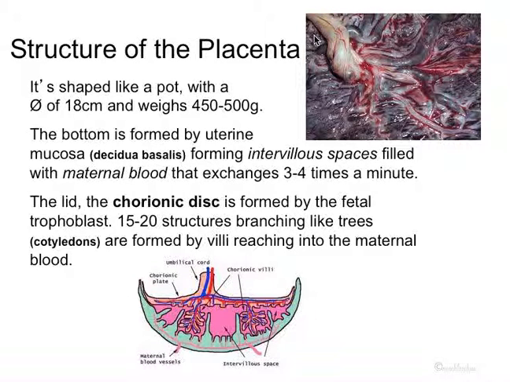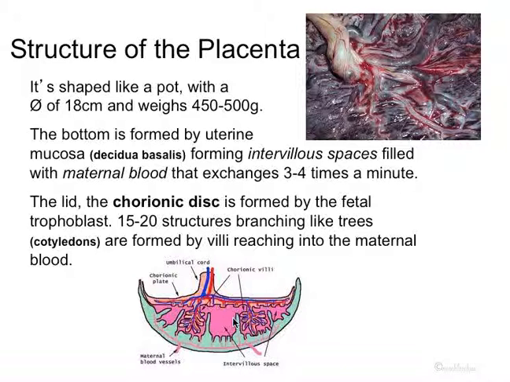Looking at it, the placenta is shaped like a pot with a diameter of about 18 centimeters. It weighs 450 to 500 grams. The bottom is formed by the uterine mucosa, forming intervillous spaces that are filled with maternal blood that exchanges about 3 to 4 times a minute. So that's right here. And that's the interstitial blood.